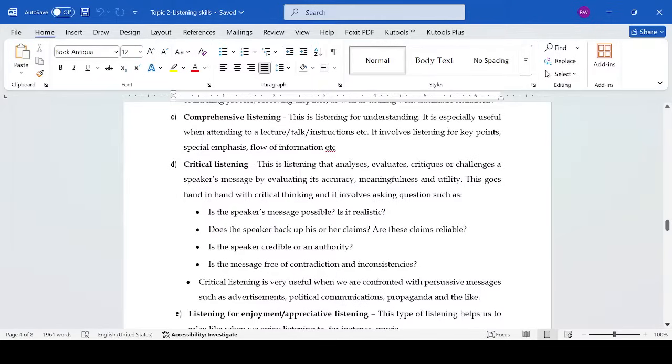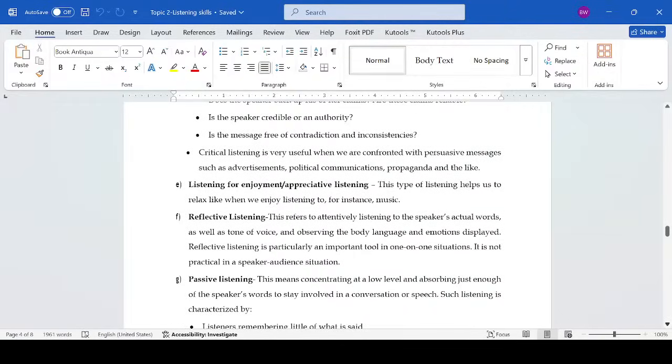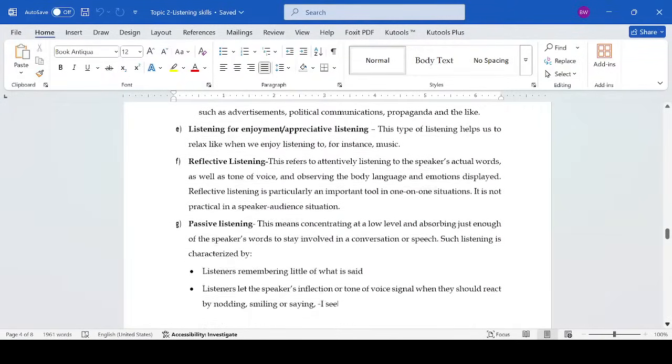Another good example is when you listen to advertisements. You need to listen critically. An advertisement like that one of toothpaste can promise that after you have used the toothpaste, your teeth will be white like snow. But what if your teeth are naturally brown? Will the toothpaste turn them white? So you need to listen critically. Listen to ensure that the information being shared with you is truly possible.